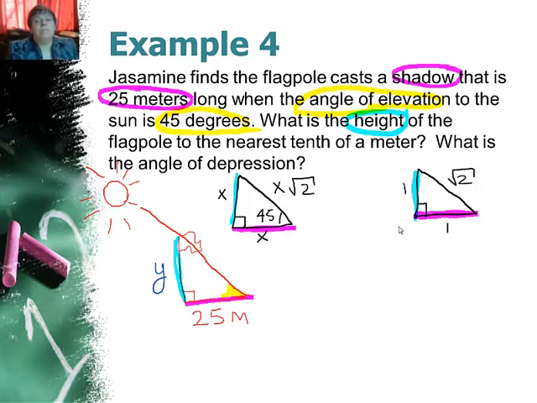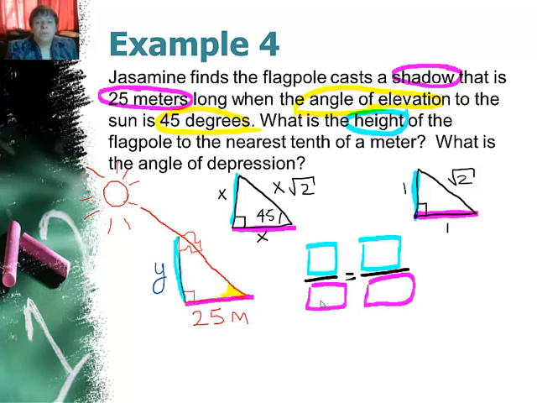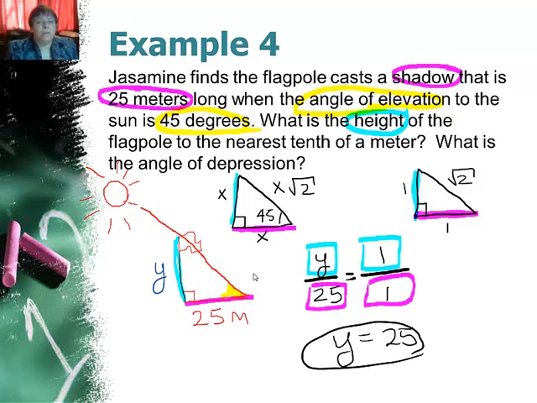which I get by putting a 1 in for all the x's. Then I'm just going to go ahead and make a proportion of blue to pink, and substitute y over 25 equals 1 over 1. Cross multiply, and you get y equals 25. So the height is 25 meters.